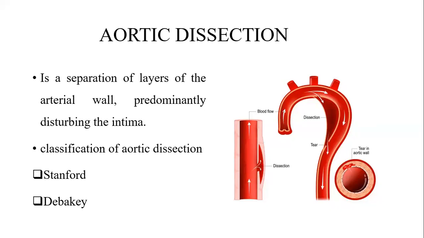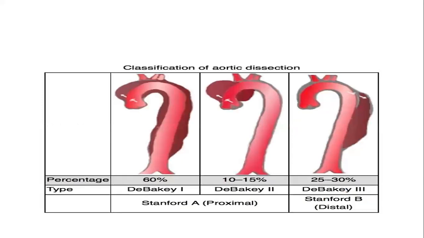So what causes this aortic dissection? There are many causes. One of the causes is hypertension. Then we've got trauma, connective tissue disorders, coarctation of the aorta, and then we also have bicuspid aortic valves.